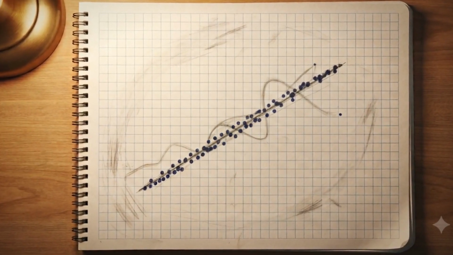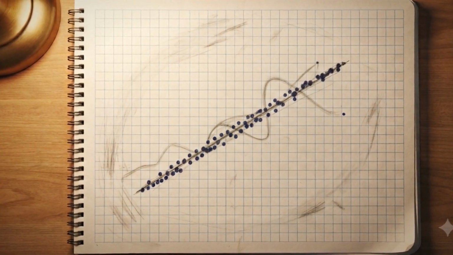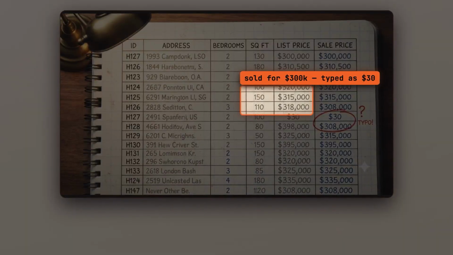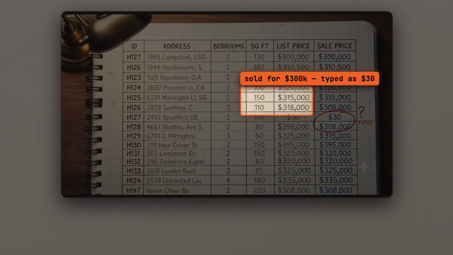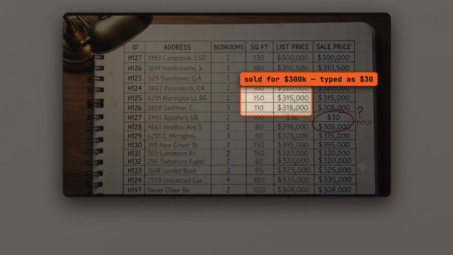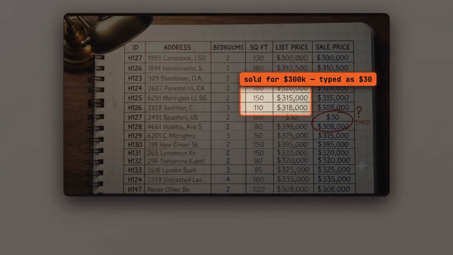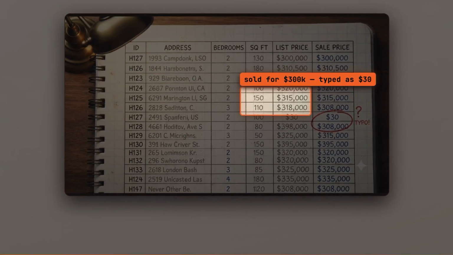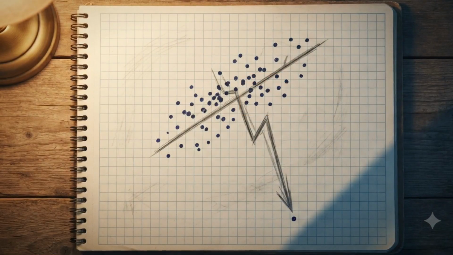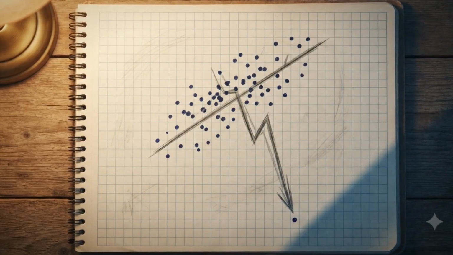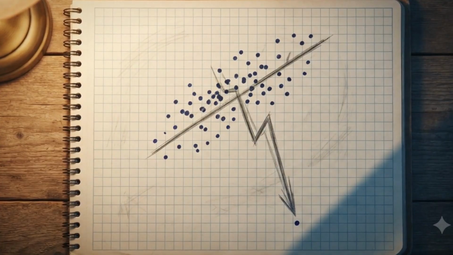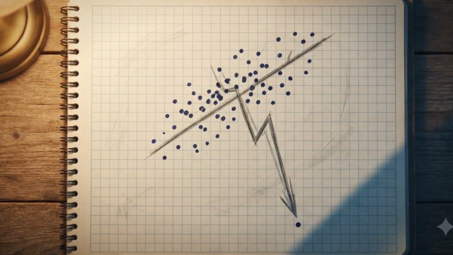Now the scary one. Down on the table, someone fat-fingered a price. A house that sold for $300,000 got typed as $30. One dirty row. Watch what the fitting line does. It lurches, dragged way down toward that one impossible dot, and now every prediction is off. Because here's the brutal truth about a model, it can't tell a typo from the truth. It has no idea a house can't cost $30. It believes everything you feed it completely. One bad example and the whole line tilts.